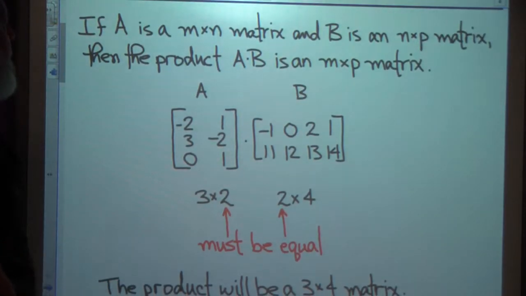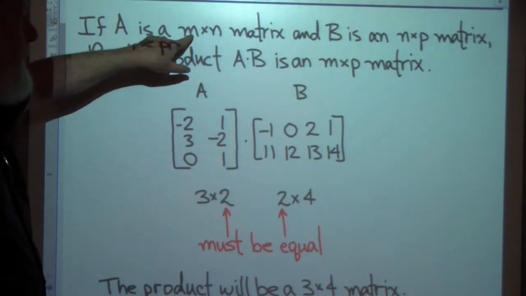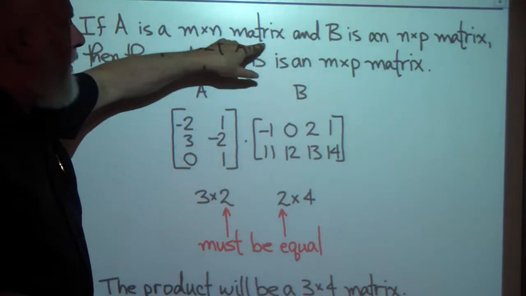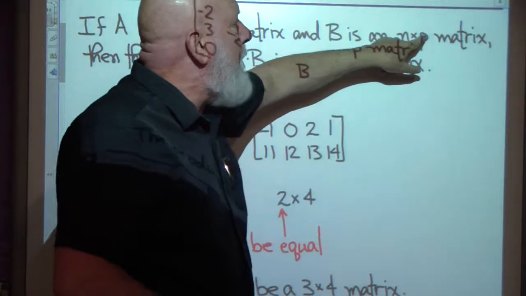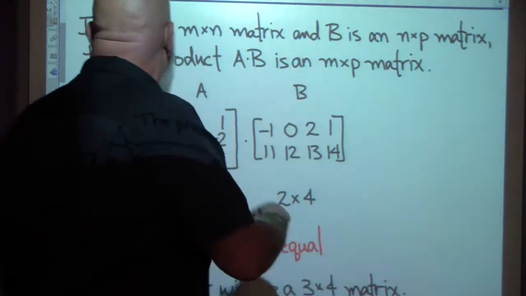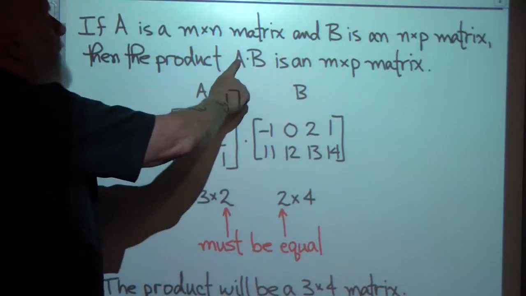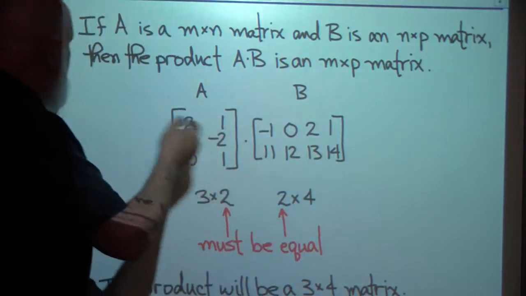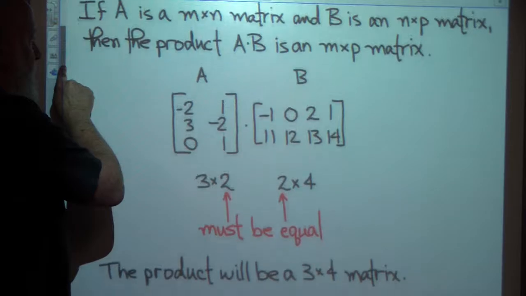Get this where you can see it. If A is a matrix that's M by N, remember we go rows by columns. If it's an M by N matrix and B is an N by P matrix, then the product of the two matrices is going to be an M by P matrix. I'm going to show you what that means here.